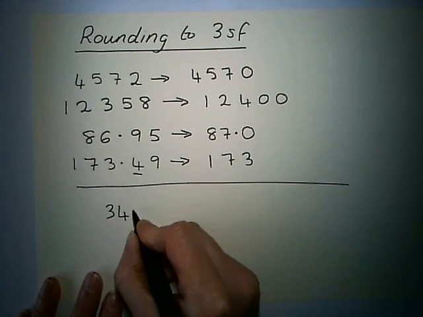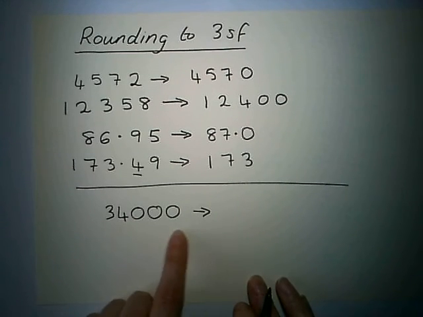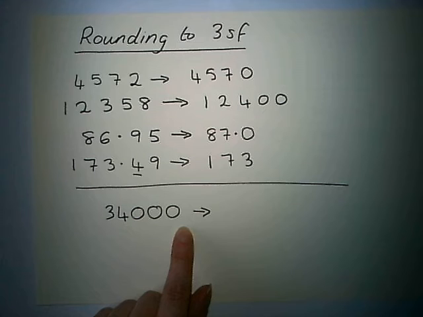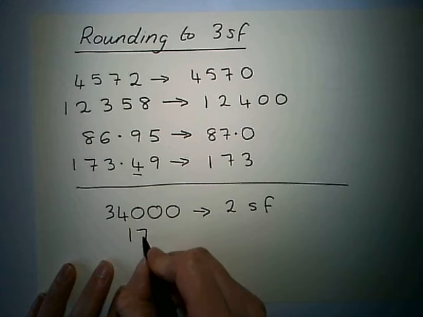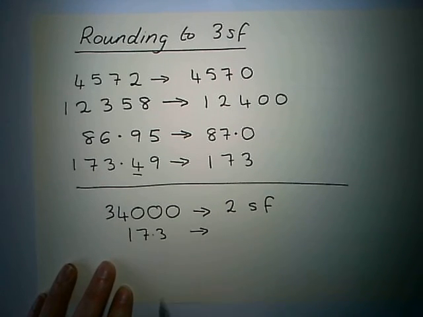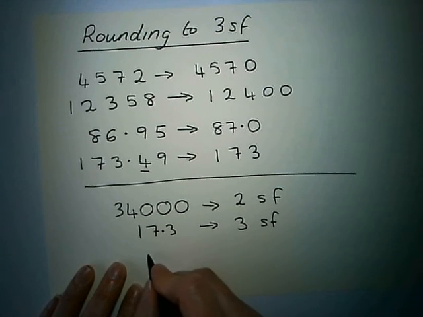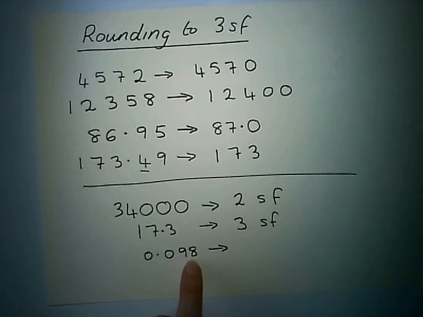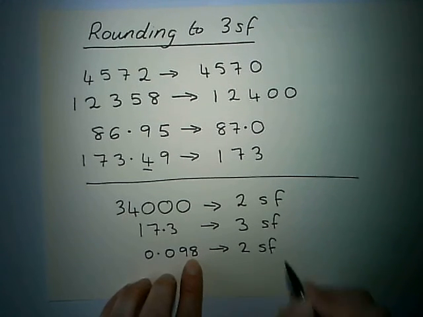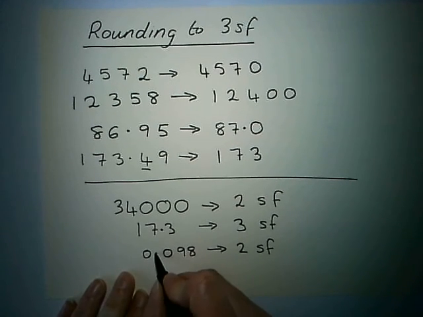let's have a look. So how many significant figures do you think I've been asked to give my answer to if I leave my answer as that? The answer would be 2 significant figures. If I said to you 17.3, I must have been asked for 3 significant figures. If I said to you 0.098, I must have been asked for 2 significant figures. Zeros at the start don't count for significant figures around decimals.